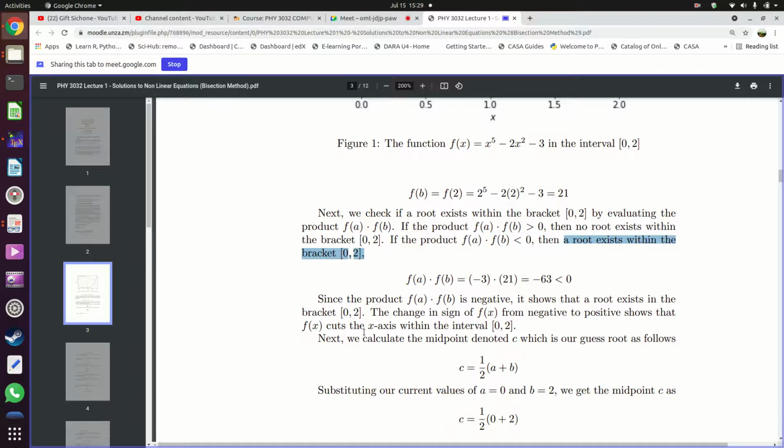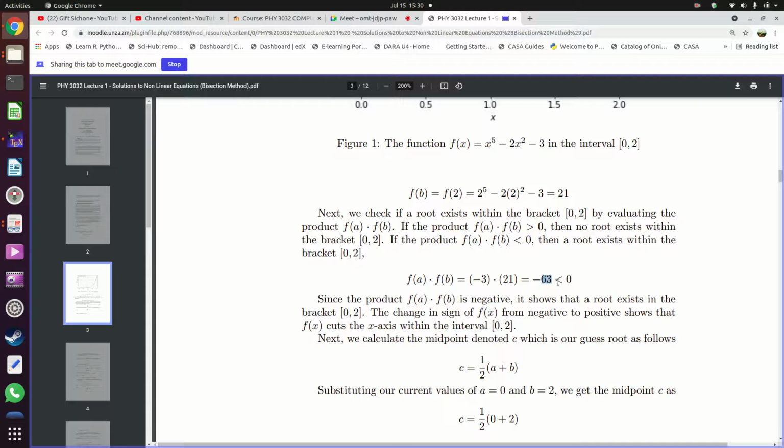Are we clear? Yes. So this is how you check. When you choose a bracket, or when you are given a bracket, you have to confirm that in this bracket the function you're looking at actually has a root. Does it cross the x-axis? So in this case, work out f of a times f of b, which is going to be minus 3 times 21. This is going to be minus 63, or negative 63.